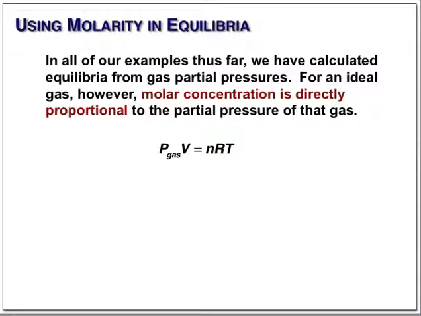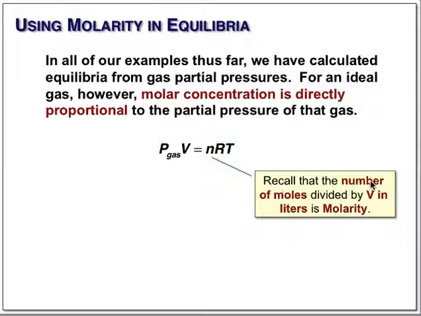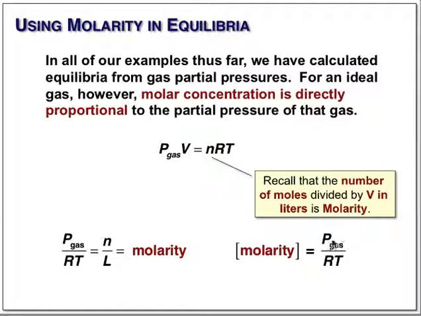We know from our ideal gas laws that PV is equal to nRT. We also know that the molar concentration of any gas is going to be directly proportional to the partial pressure of that gas. Now that's Avogadro's law. Let's remember that the number of moles divided by the volume in liters gives us molarity. So if we write this, and remember that our volume here is given in liters, this is the same as molarity. So molarity is going to be the partial pressure divided by RT.